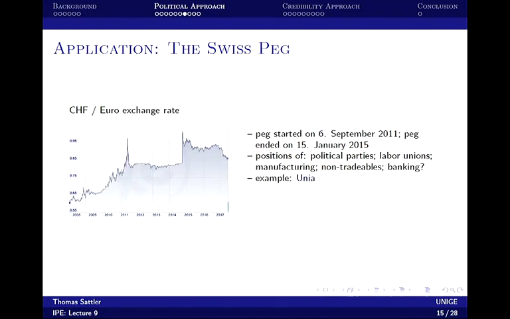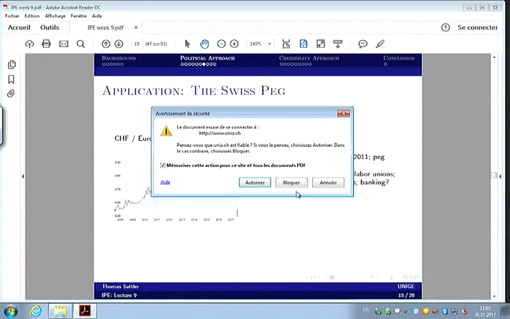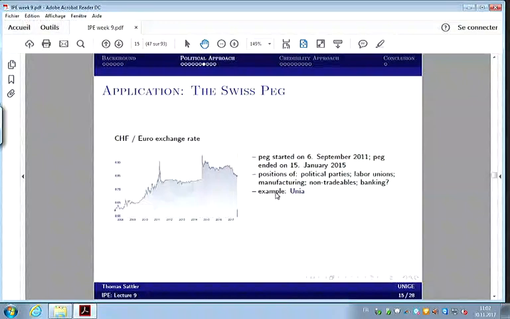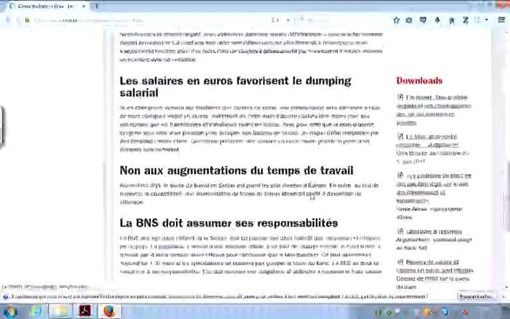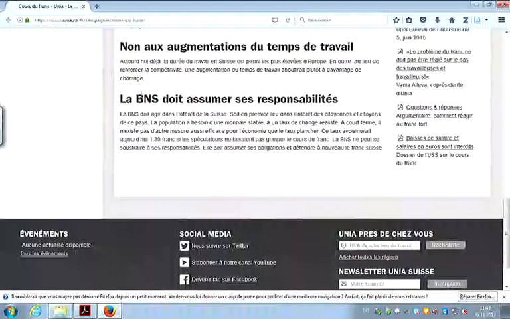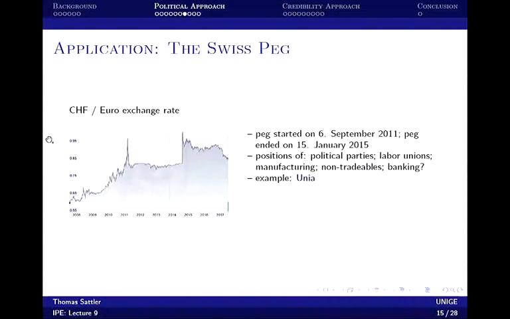And here there's a link to the website of the labor union, if it opens, which is saying that the Swiss National Bank should assume its responsibilities to help the exporting sectors and the working class, right? So in that way, we need to adapt the model a bit.